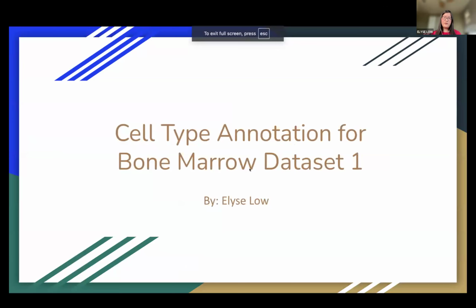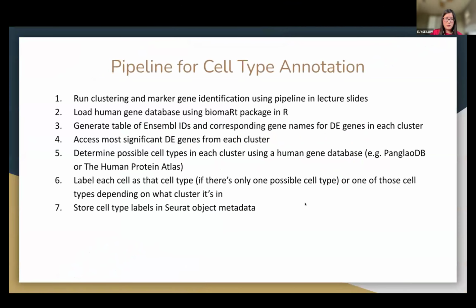Okay. Hi everyone, I'm Elise, and today I'll be presenting the results I got for my cell type annotation project using bone marrow dataset 1. I wanted to give a brief overview of the pipeline I use for cell type annotation. Just to save time, I'm going to go through the steps for the annotation after clustering.